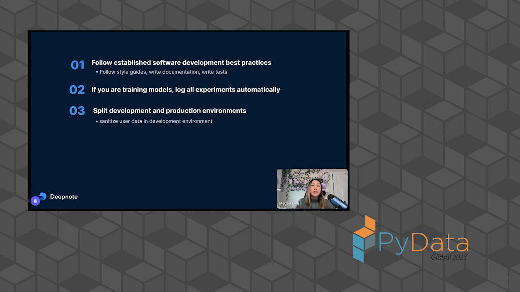Third, split your development and production environments whenever possible, and a lot more data scientists these days are finding themselves needing to do that so that they can work with data and sanitize it in a secure development environment that is in a separate place within your servers.